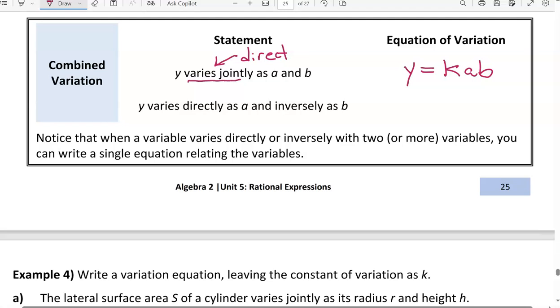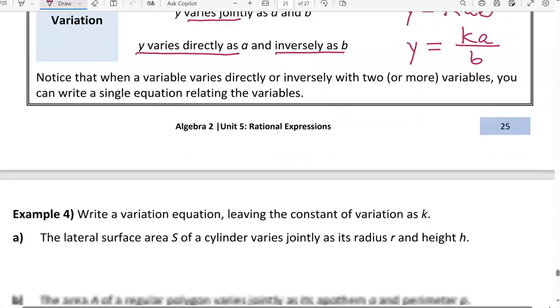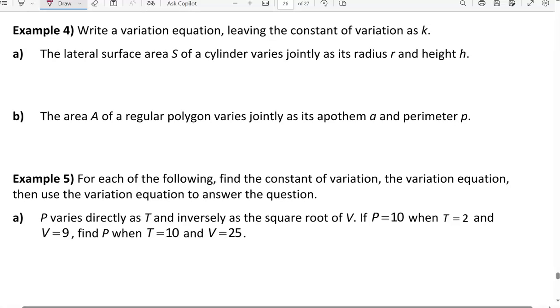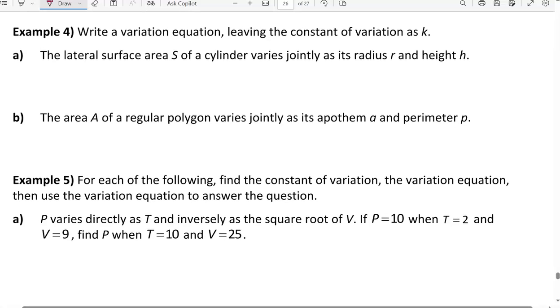And another example of combined variation is Y varies directly as A and also inversely as B. So we write a combined variation equation. Y equals K times A, that's our direct variation, divided by B, that's our inverse variation. This can be extended to more than just two variables. All right, let's take a look at our equations of variations in example 4.